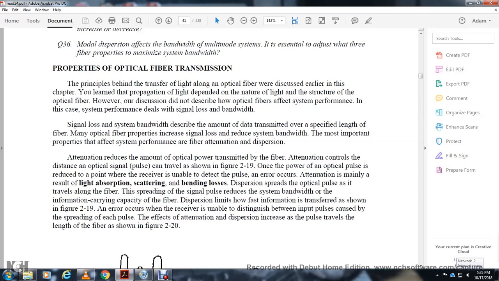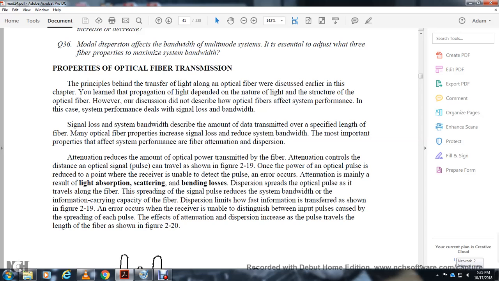Once the power of the optical pulse is reduced to the point where the receiver is unable to detect the pulse, errors occur. The curve of the attenuation is mainly the result of light absorption, scattering, and bending. Dispersion is the spreading of the optical pulse as it travels along the fiber. The spreading of the signal pulse reduces the system bandwidth, the information carrying capacity of the fiber.